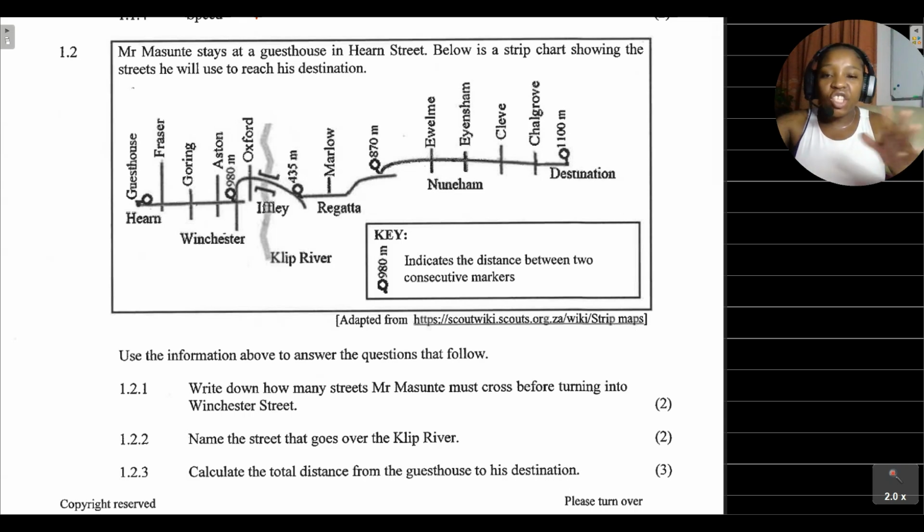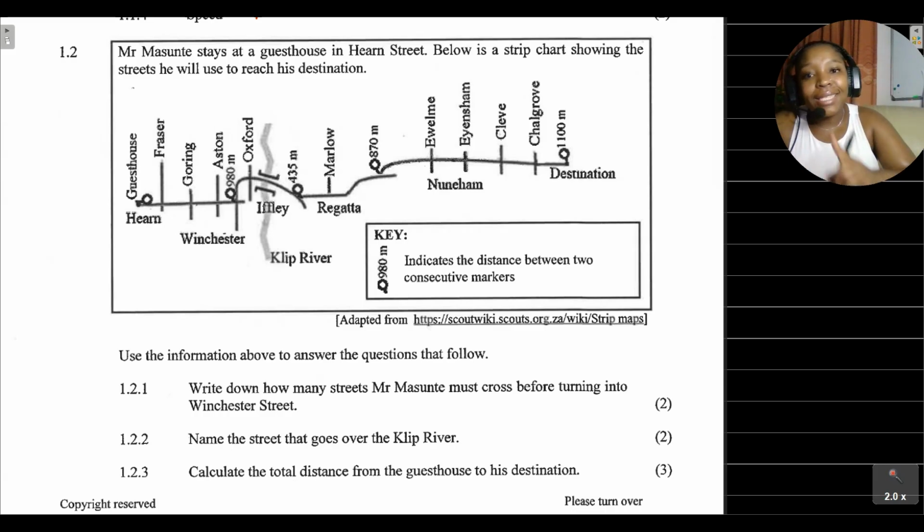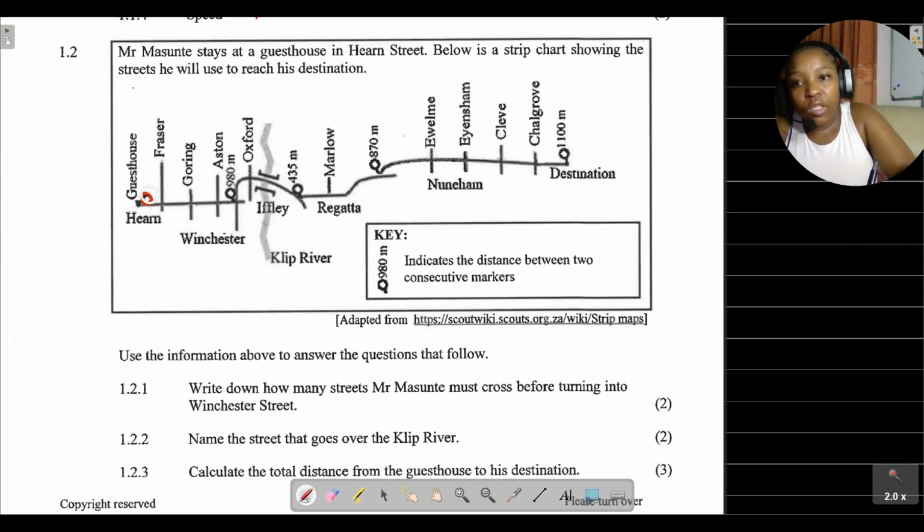So what are the key features given to us here? We are given a key here. It's very important that we do not neglect a key that is given to us. The key says that if we see a dot and a distance, it indicates the distance between two consecutive markers. What does this mean? It means that if I'm going from this point to that point, the distance that I would have traveled is 980 meters.